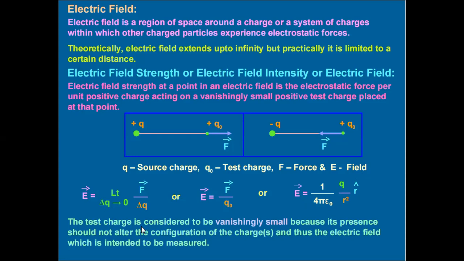The test charge is considered to be vanishingly small, tending to 0, because its presence should not affect the configuration of the charges, and thus the electric field which is intended to be measured. So this is how we can mathematically denote the electric field.